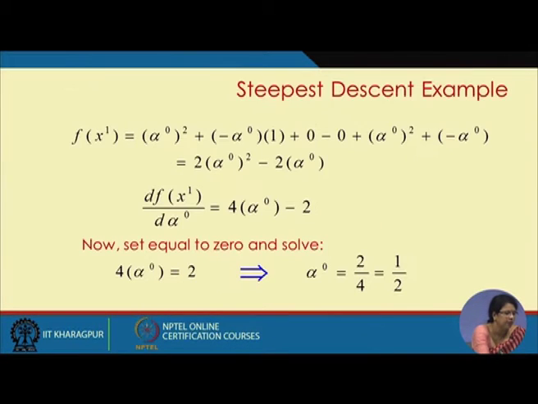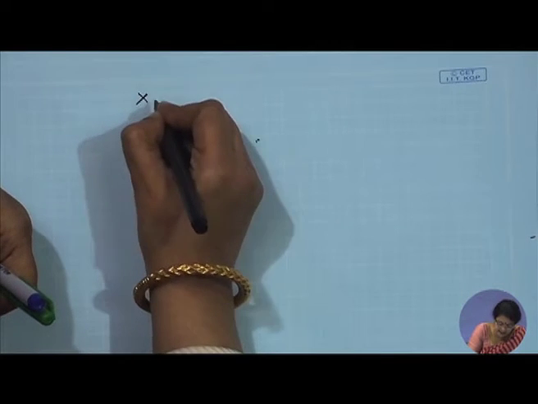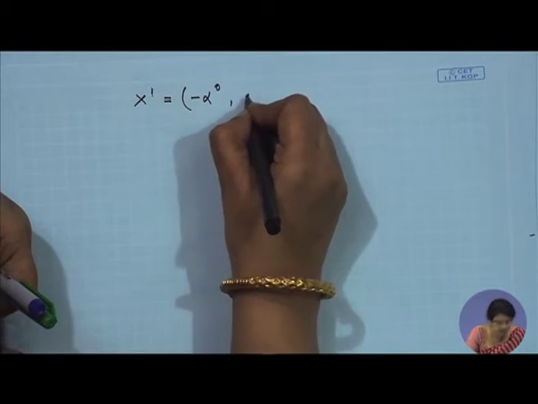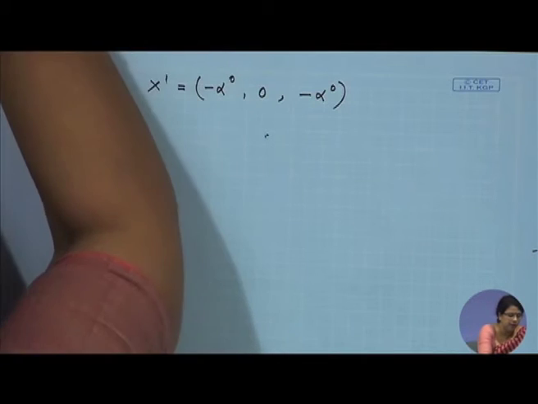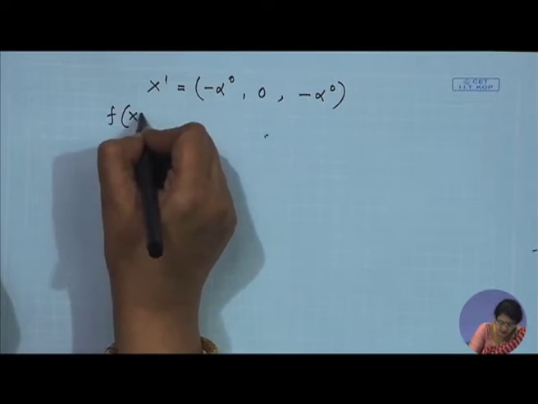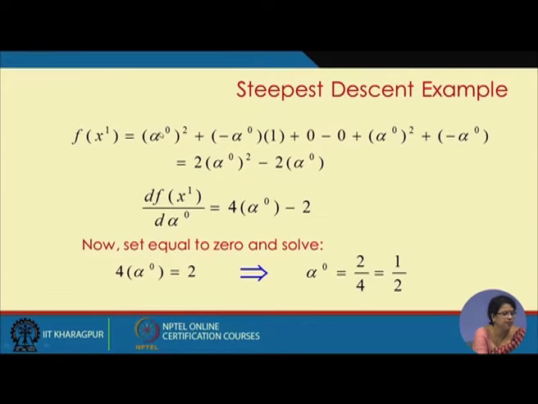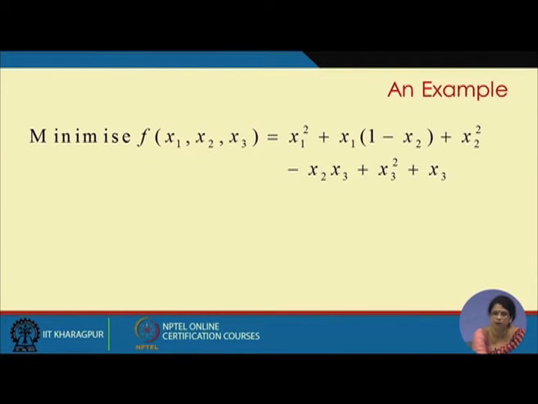Now I did the calculation for you. For f of x1, if we substitute the previous value, x1 comes as minus alpha 0, 0, minus alpha 0. Now if I substitute this value in f of x1, we get this function of alpha 0. This substitution has been done in the original function. I will show you the function, this function, alright. x1, x2, x3 will be considered this way.